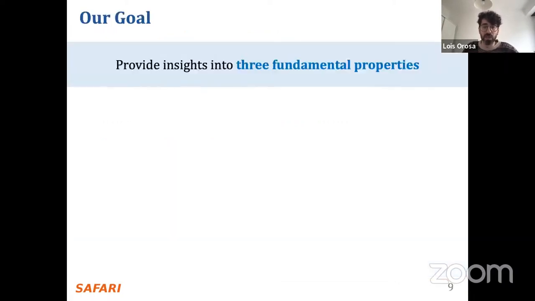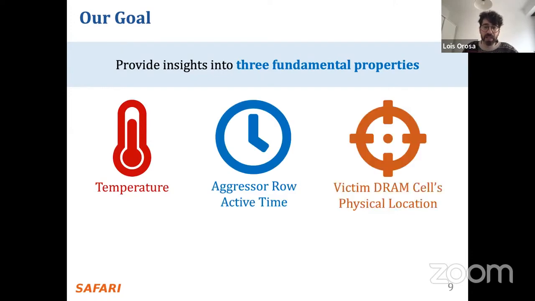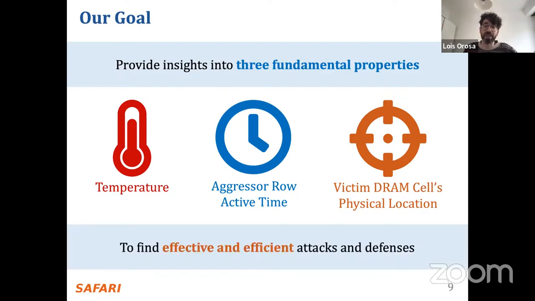Our goal in this work is to provide insights into three fundamental properties of RowHammer: temperature, aggressor row active time, and victim DRAM cells' physical location. By doing so, we are enabling research to find effective and efficient attacks and defenses.